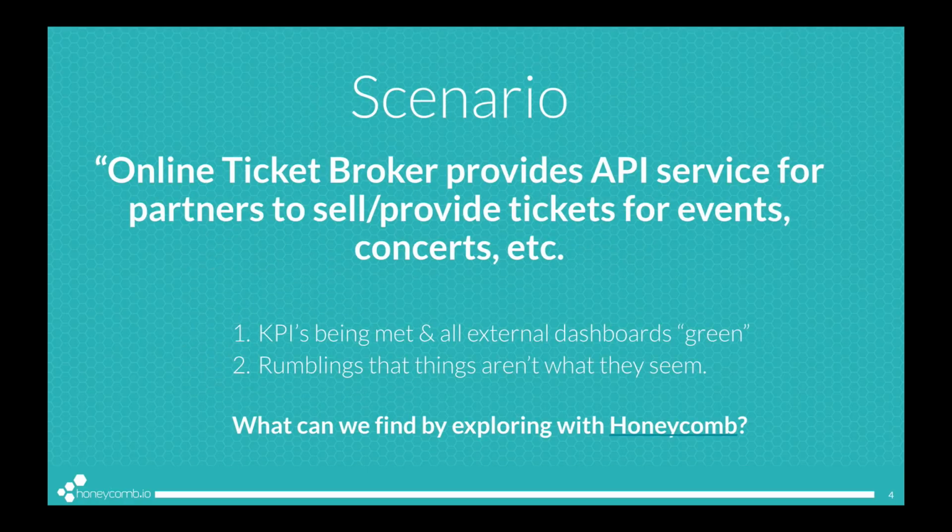Our scenario today is an online ticket broker that has an API service for partners to sell and provide tickets for concerts and events and things like that. All the current KPIs and all the other monitoring systems are being met, and all dashboards are green. But someone somewhere is complaining that things aren't what they seem. So let's see what we can find by exploring with Honeycomb.